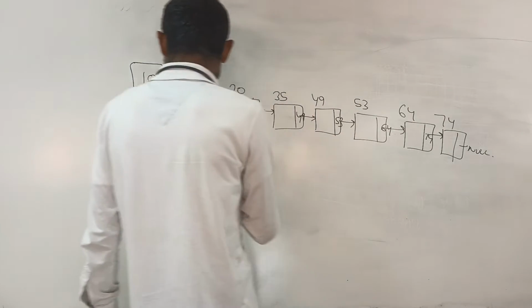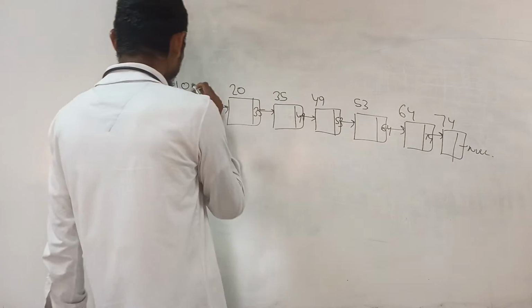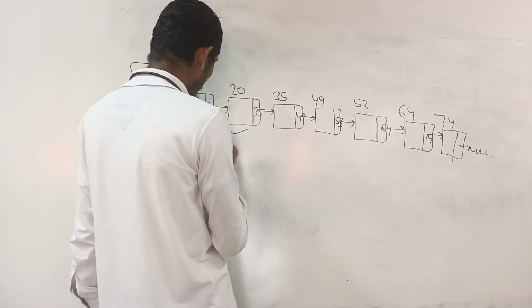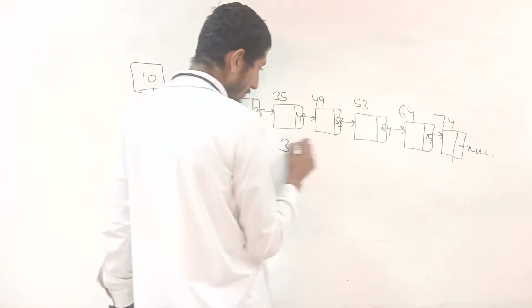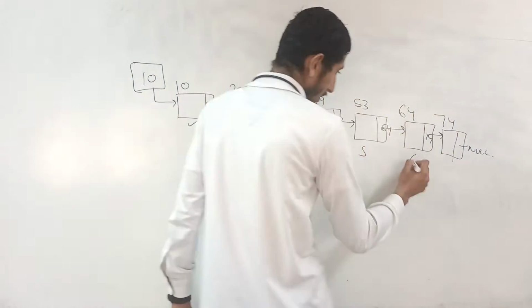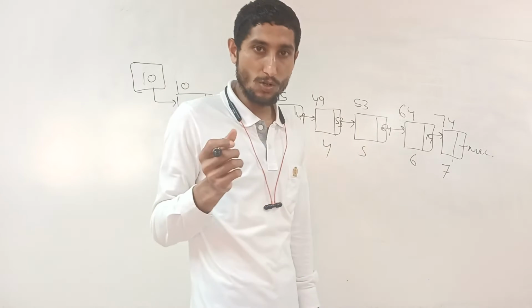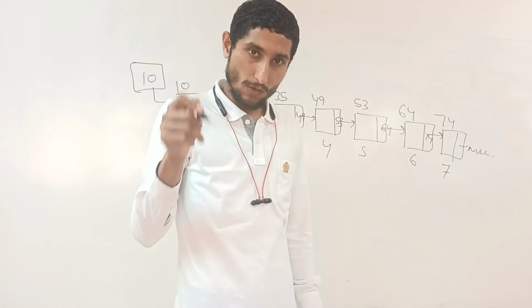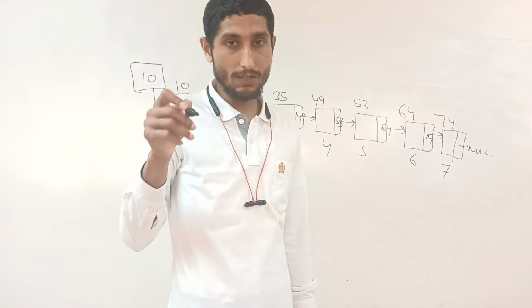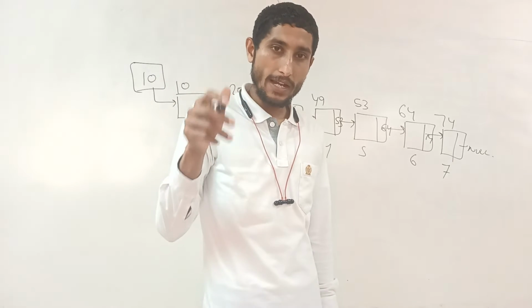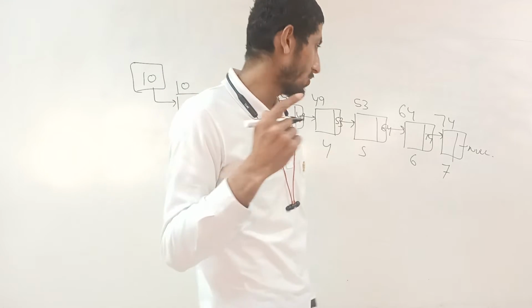So what can be one approach? One approach can be that I will count the number of nodes: node number 1, node number 2, node number 3, node number 4, node number 5, node number 6, and node number 7. Once I count the number of nodes, I will divide by 2, and I will iterate the loop. So let me show you.